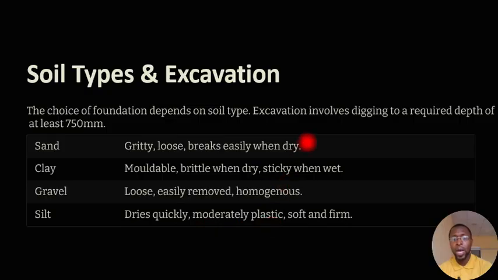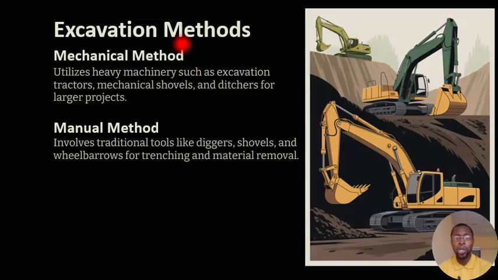So when you are excavating any type of this soil, you have to consider their properties so as to know the kind of excavating machine to be used, and that leads us to the excavation method based on the type of soil you want to use. So we have the mechanical method and we have the manual method.